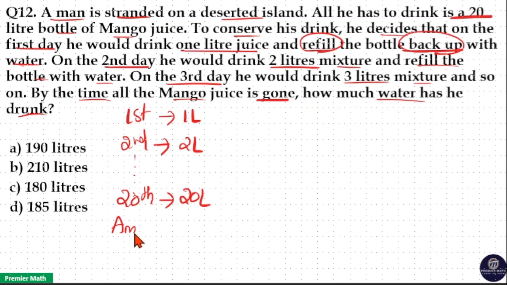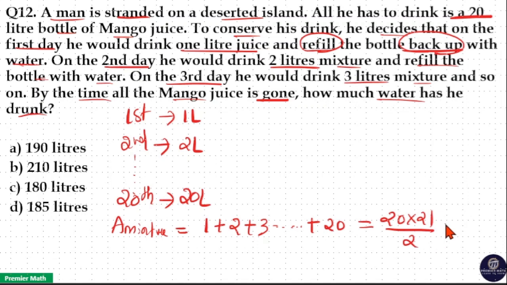Now, the amount of mixture he has taken is equal to the first day 1 liter, second day 2 liters, third day 3 liters and so on until the 20th day 20 liters. Now 1 plus 2 plus 3 plus etc. plus 20, that is the sum of 1 to 20, is equal to 20 into 21 divided by 2, n into n plus 1 by 2, which is equal to 210 liters. Now this is the amount of mixture.